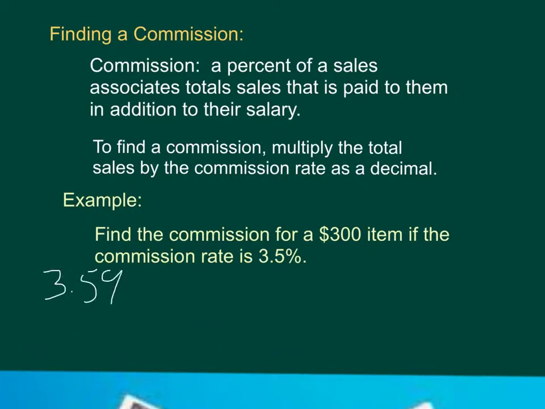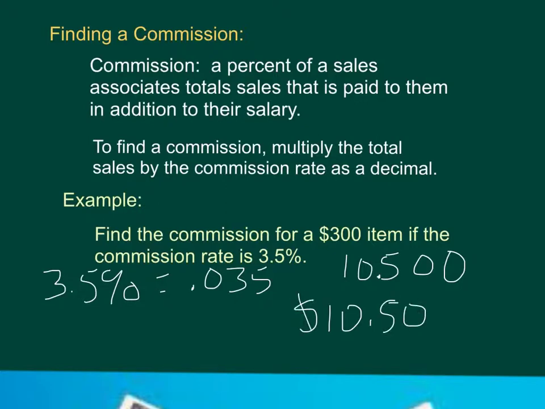3.5% as a decimal is 35 hundredths. Now I'm going to take the 35 hundredths and multiply it by 300. I can simply do this by 35 times 3 is 105, and then I add 2 zeros onto the end. There are 3 numbers total after the decimal, so I need 3 numbers total in my product as well, and I get that the commission is $10.50. Please take a moment to pause this video and record the example in your notes.